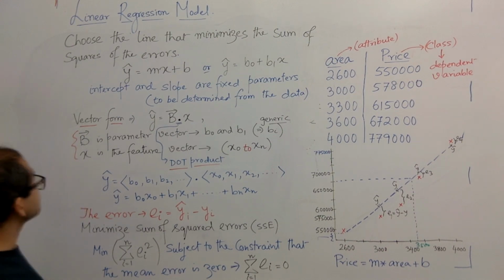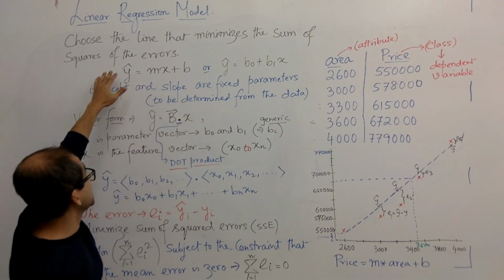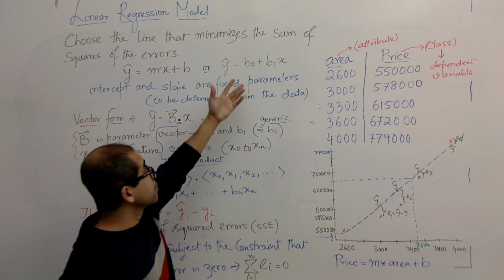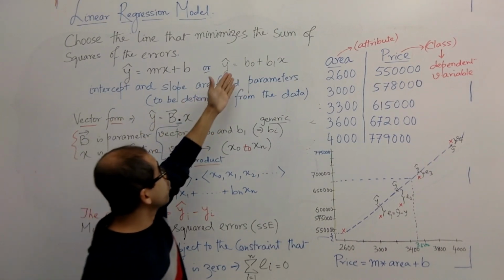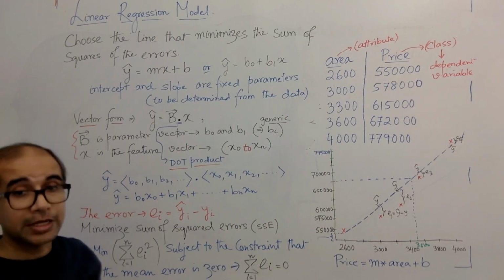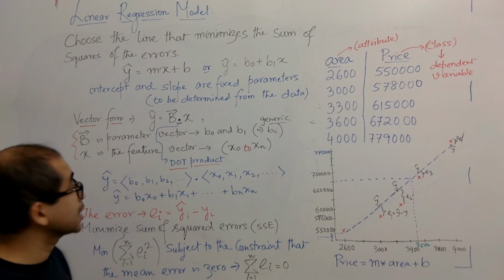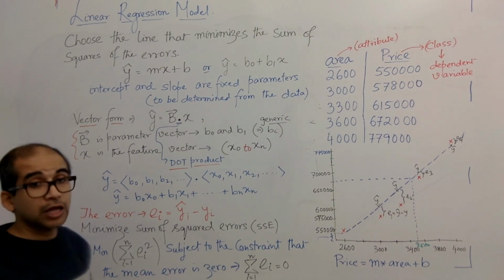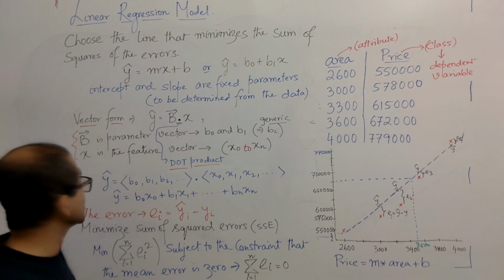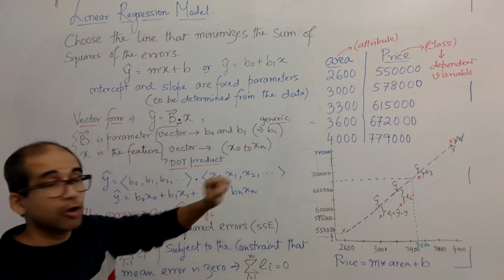One more thing I want to tell you here: this predicted value y hat is mx plus b, or in other books and places you will see it written more uniformly as y hat equal to b0 plus b1x, where b0 is the intercept and b1 is the slope. If there are multiple attributes or features, it can be b1, b2, b3 and so on, but you have to calculate those intercept and slope from the data.